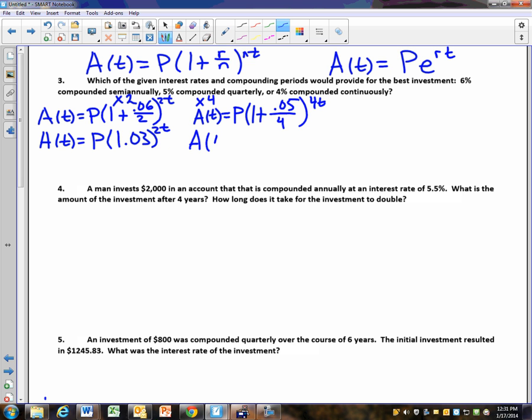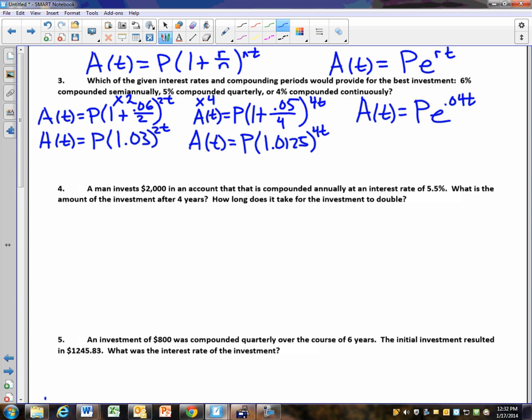The amount at time t is equal to the principal times 1.0125 raised to the 4t. And for the last one, I'm going to use that other equation, sometimes referred to as PERT: the amount at time t is equal to principal times e to the 0.04t. So I've written 3 equations. Is it clear to you by looking at the equations which one's a better option? Because it isn't clear to me.